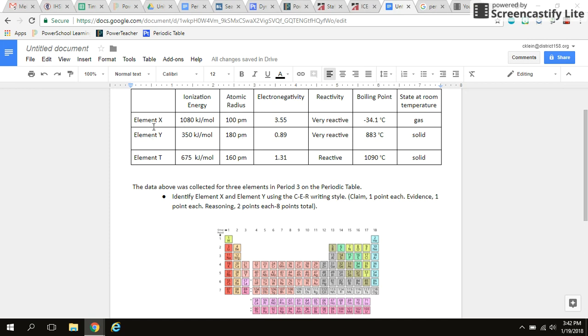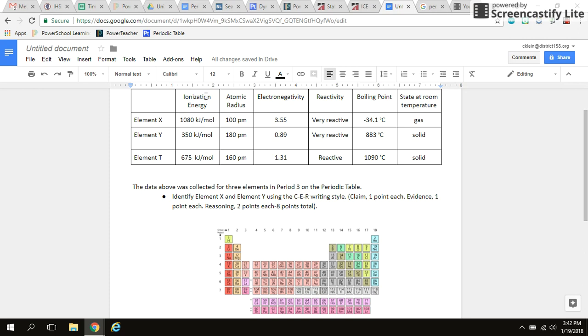So when I'm looking at this, I see that I have element X, which gives me ionization energy, atomic radius, electronegativity, some reactivity, and then a boiling point, and then also its state at room temperature. So when I'm looking at this, what I'm really focusing on are the periodic trends. So I'm looking at ionization energy, atomic radius, and electronegativity. I'm also looking at the reactivity because this is going to tell me where on the periodic table my element is located. Okay, so let's start with element X.